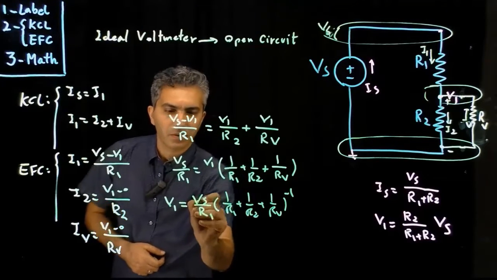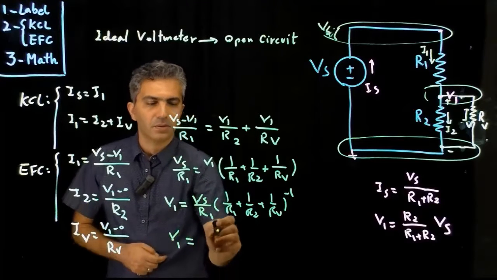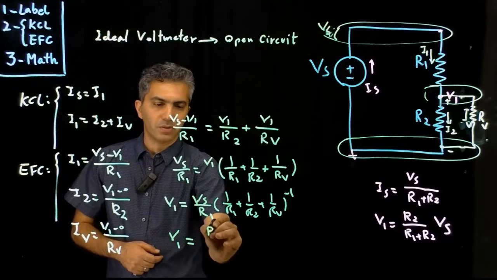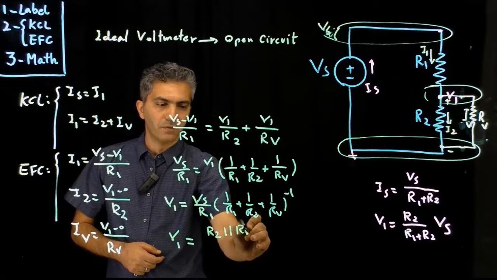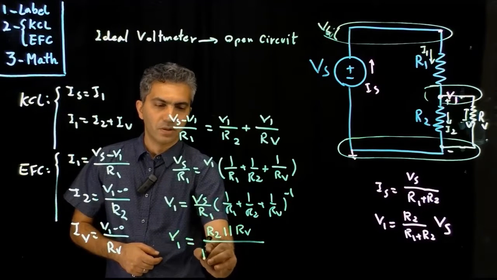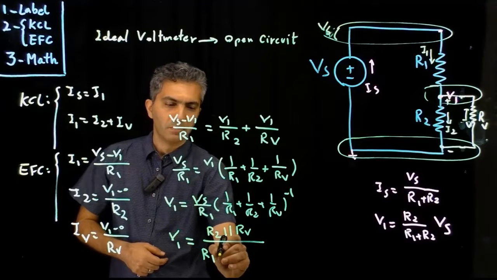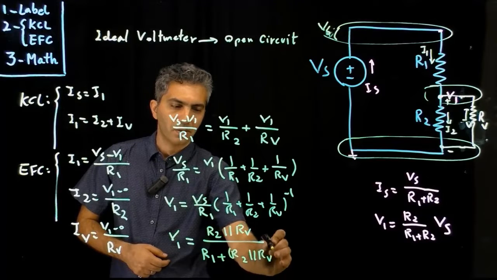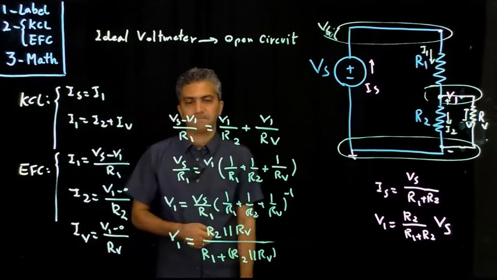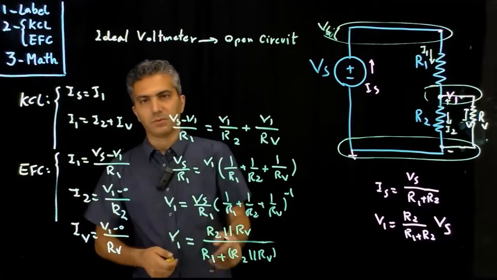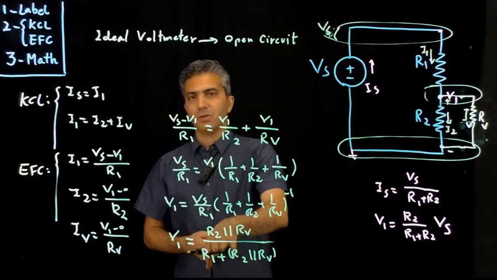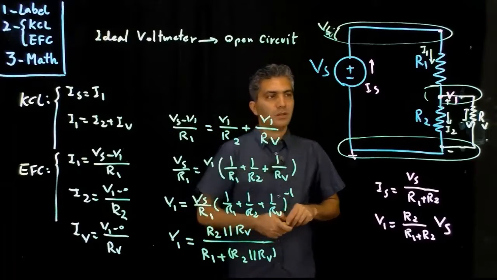So if you simplify that, you would realize that that's equal to R2 in parallel with RV over R1 plus R2 in parallel with RV. It's just, you have to do the calculation. Now, how did I know that? I actually used a shortcut.